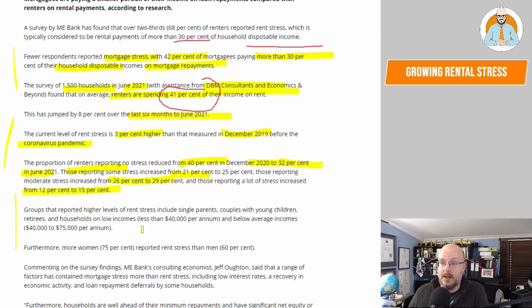Groups that reported high levels of rent stress included single parents, couples with young children, retirees, households on low income of less than $40,000 per annum, and below average incomes of $40,000 to $75,000. Remember, everyone, the median income, smack bang in the middle, is $55,000, or roundabout. Furthermore, 75% more women reported rent stress than men.